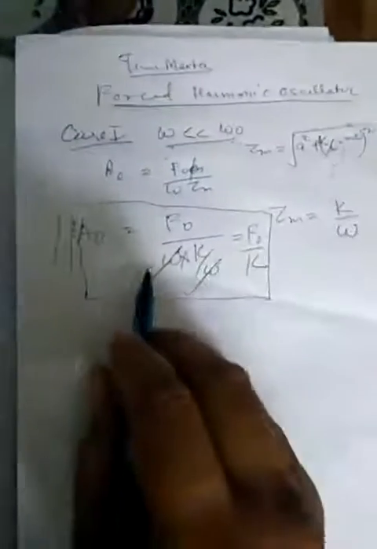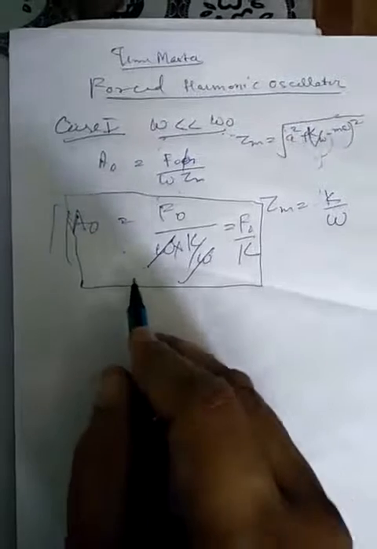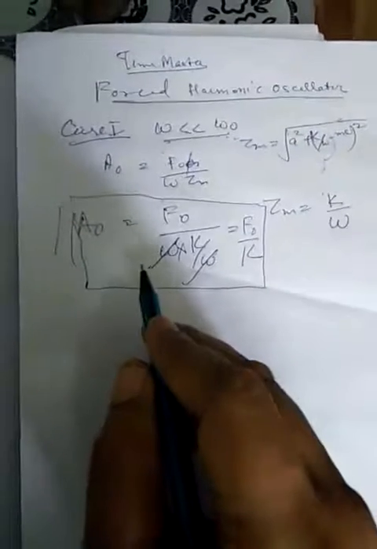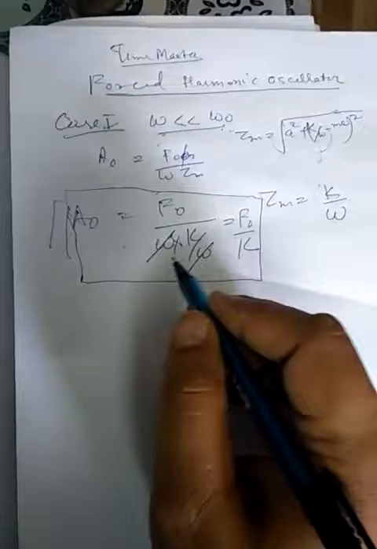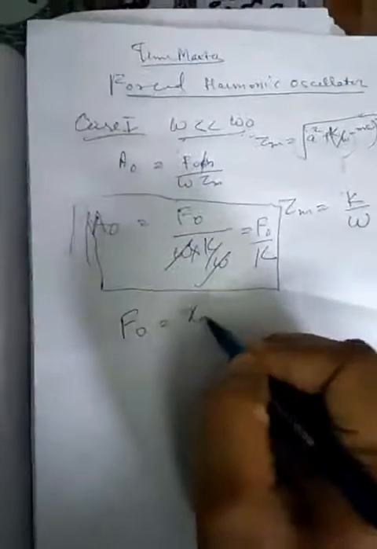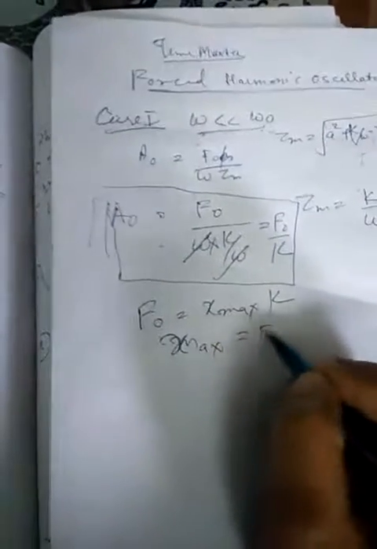This equation shows that the external driving force acts as a constant static force which pushes the particle to a maximum distance where the forces balance. So f naught is equal to x maximum into k, or x maximum is equal to f naught upon k.